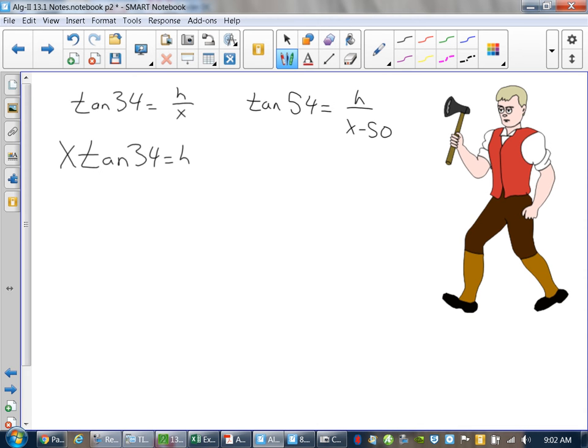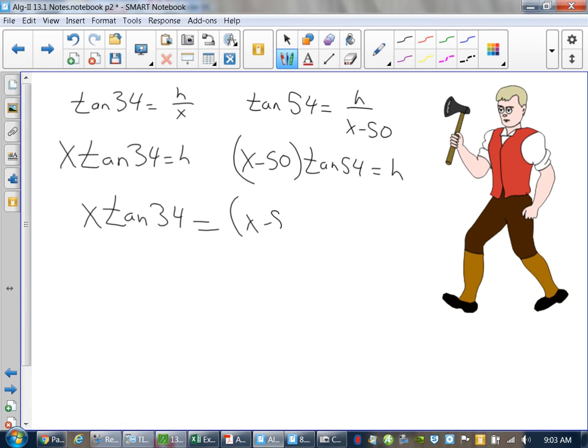Tangent 34 times some value of x is the height. On the other side, I get x minus 50 times the tangent of 54 is equal to the height. Which means I have the same thing equal to both sides. I have both equations solved for h, which therefore means I can set them equal to each other via substitution. So x times the tangent of 34 is x minus 50 times the tangent of 54. You okay with that? All right.